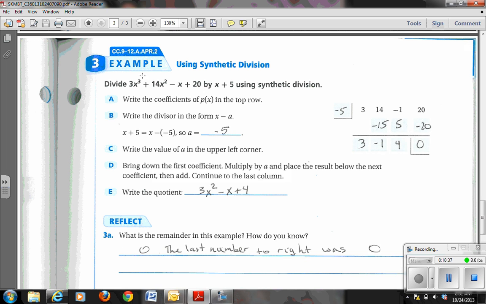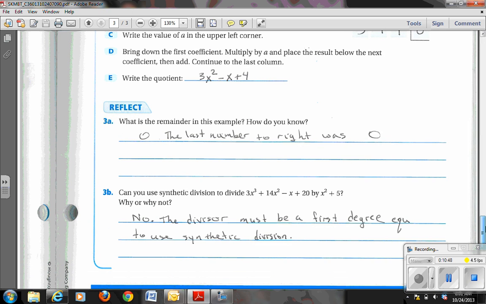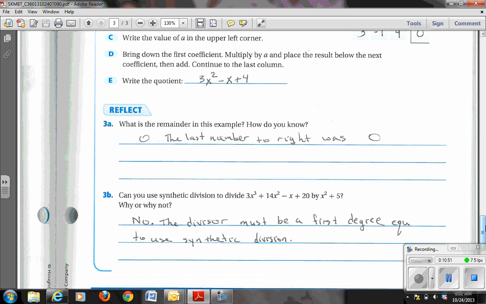We had started with a cubic, so we drop it by 1 degree. I get x squared, so I know it's going to be 3x squared, and then x to the first, and then no x. Okay, what is the remainder in this example? Well, it was 0, and how do you know? Well, it was the last number over here on the end.